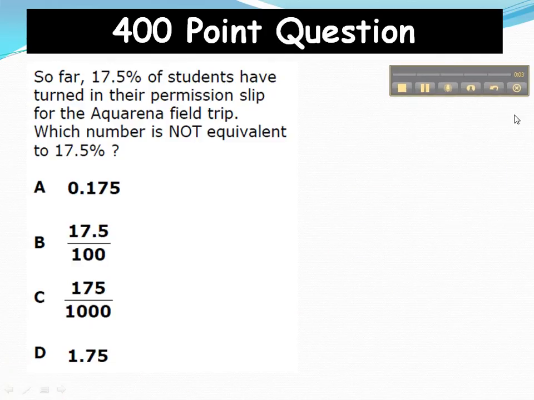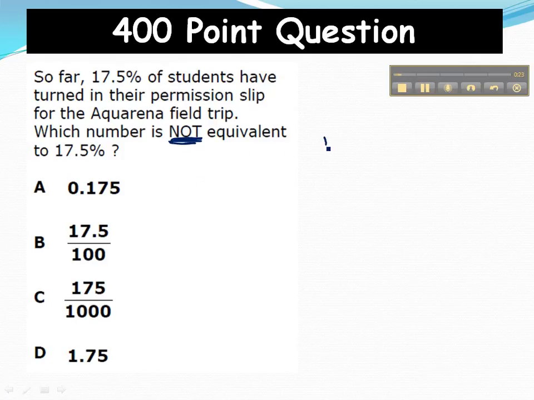Okay, problem number 11 says so far 17.5, or 17 and 5/10 percent, of students have turned in their permission slip for the Aquarina field trip. Which number is not equivalent to 17.5%? So let's make sure we take note of that "not." We want to find the one that's not 17.5%.